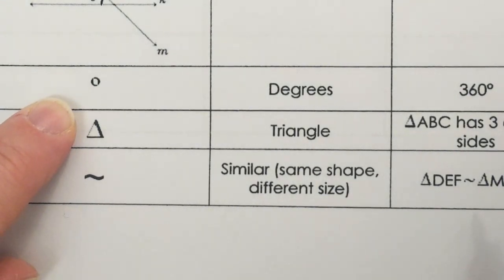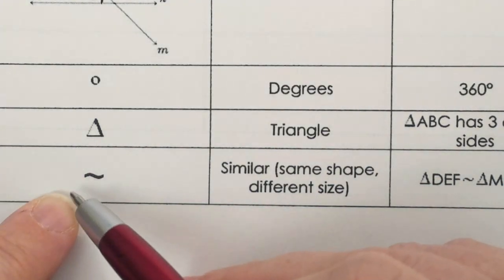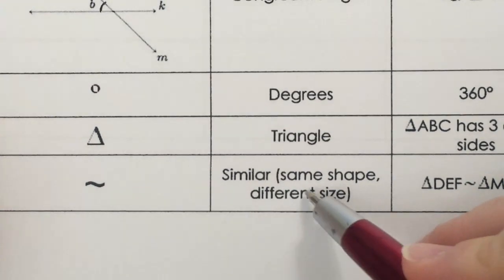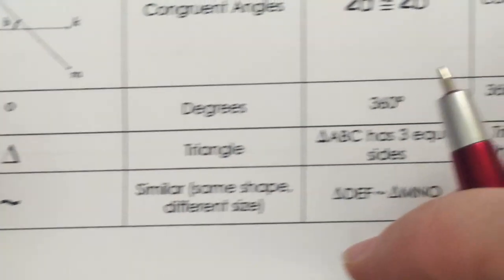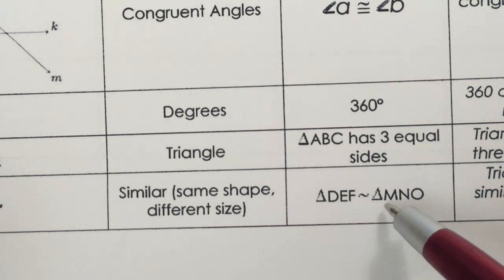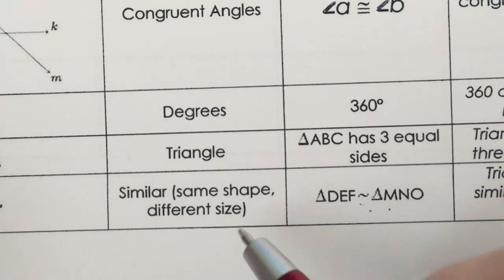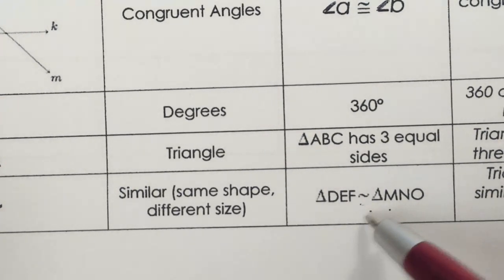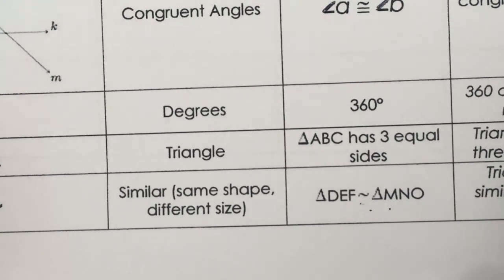This little symbol is degrees. This symbol is, well, what shape is that? It's a triangle. And this symbol right here means similar, meaning it has the same shape, but a possibly different size. So it has to be a different size. Now, if it was congruent, it would have the equal sign underneath. So that means it would be the same size and shape. But because it's just similar, it's the same shape, but not the same size. It would be a different size.